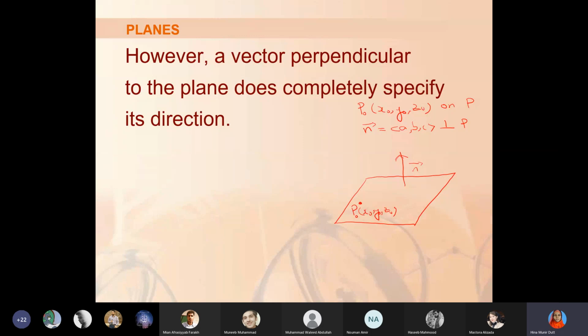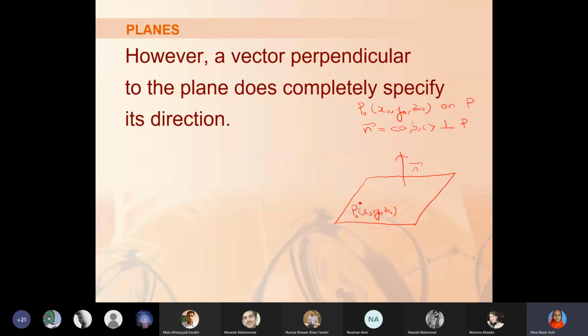If I take any vector on the plane, what would be the relationship between the vector and the normal vector? Perpendicular, because normal to the plane means this vector n is perpendicular to all the vectors lying on the plane.